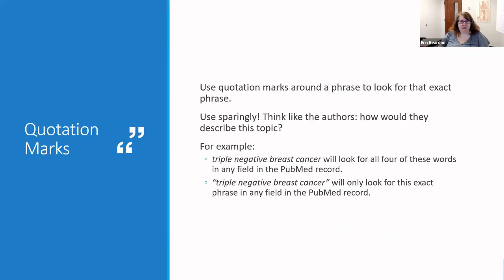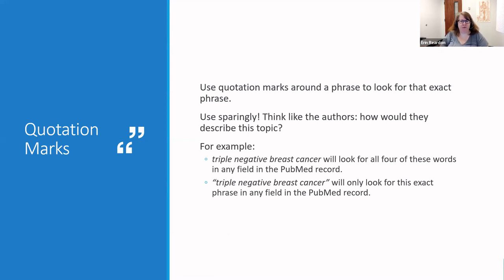Quotation marks can also be a little bit tricky. You can use quotation marks around a phrase to look for that exact phrase, which sometimes you do want, but sometimes you don't. So you want to use quotation marks a bit sparingly. You want to think about how authors are describing a topic in the literature. I think this is easiest to show through some examples.